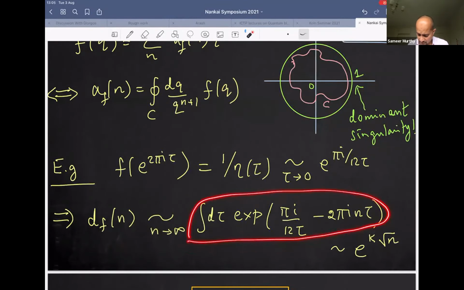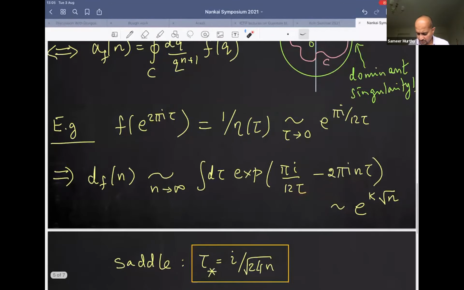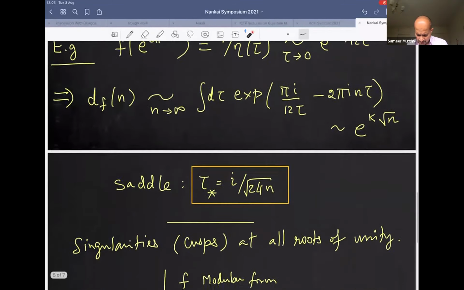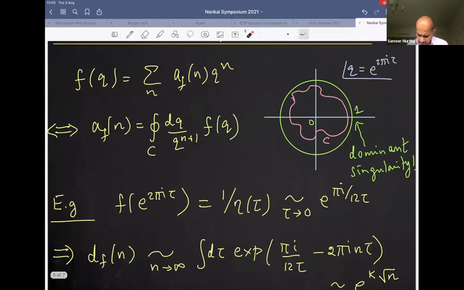In fact, you might recognize the Bessel function here, but if not, you can even do a saddle point approximation and you get this exponential very easily. So that's how you get these kinds of exponential formulas. But in fact, one can say a little more. If you think about this contour, the function has singularities not just over there, but in fact at all roots of unity on the unit circle. They're all subdominant, but they're all exponentially growing.